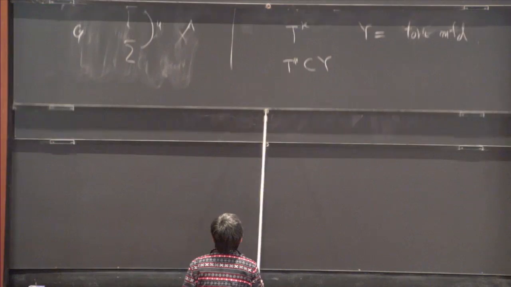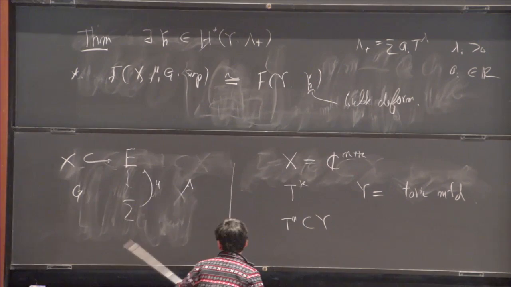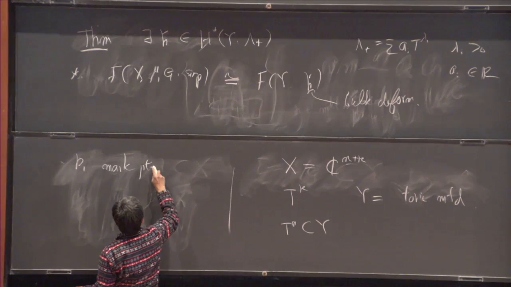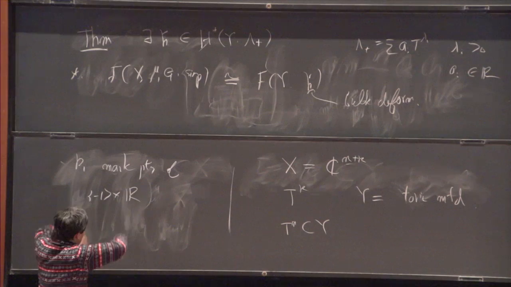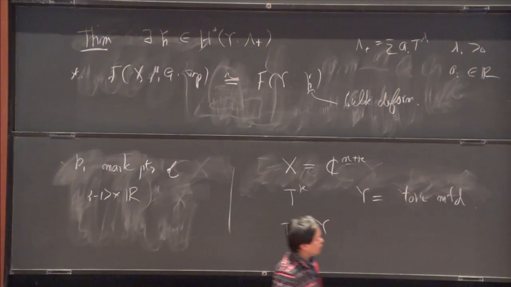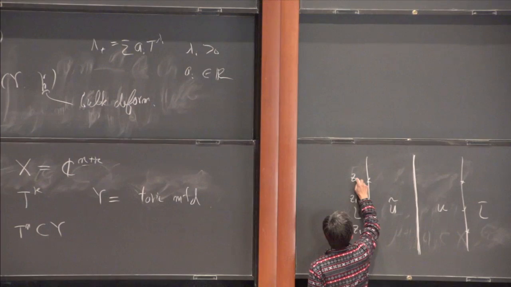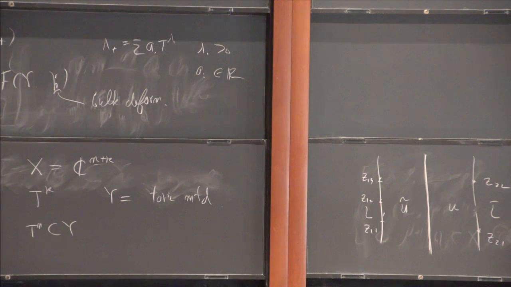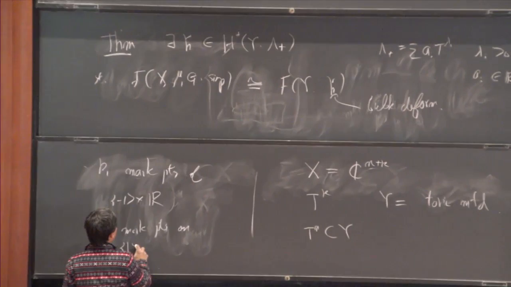We have these K1 marked points on this minus 1 cross R, maybe numbered with respect to this order. So you have Z11, Z12, Z13. And you have another one, Z21, Z22. And you have another K2 marked points on this 1 cross R.